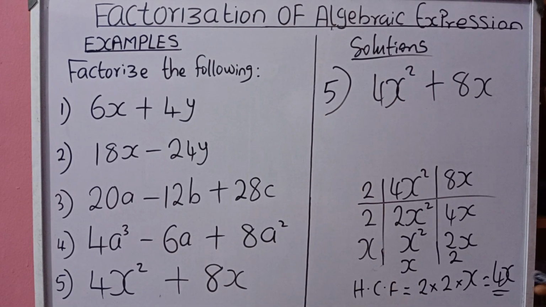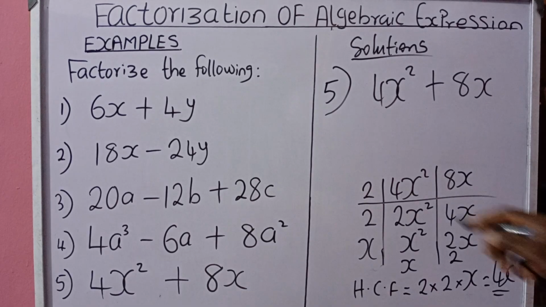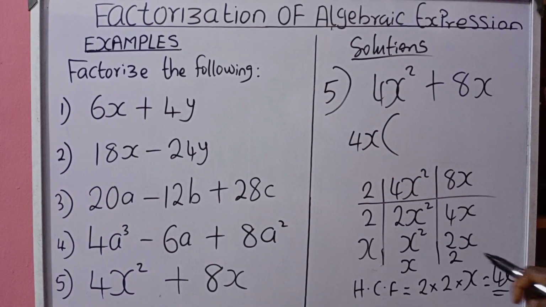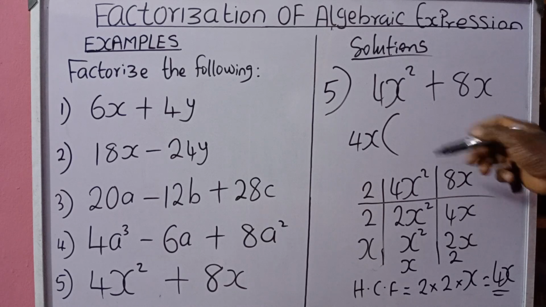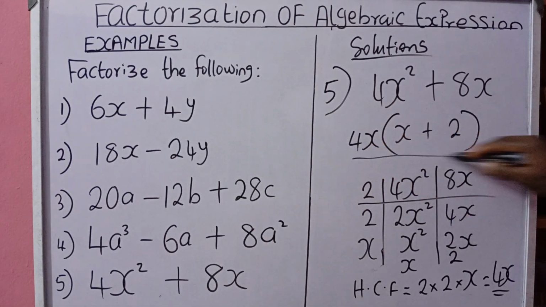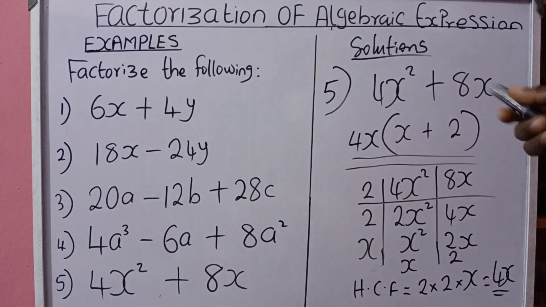So to factorize this, we have to write the HCF, which is 4x, then open the bracket and write the last terms that we have in resolving this into its HCF, and that is x and 2. So we now have it as x plus 2. So this is the result of the factorization of 4x squared plus 8x. I hope this is very interesting.